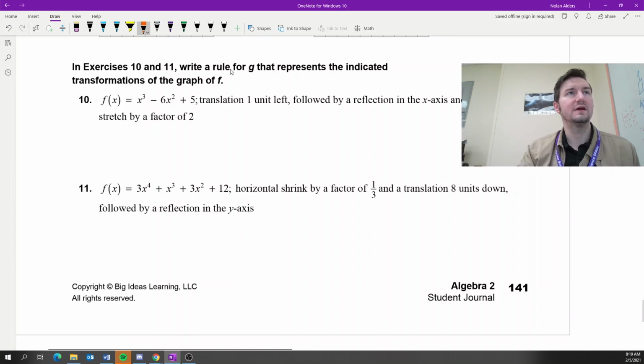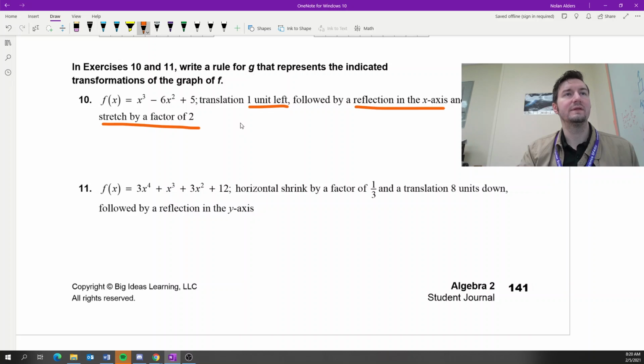Okay, let's look at these last ones. Write a rule for g that represents the indicated transformation. So we're going 1 unit left. We're going to have a reflection in the x-axis, and we're going to have a stretch by a factor of 2. Okay, so let's do these one at a time. Let's do 1 unit left.